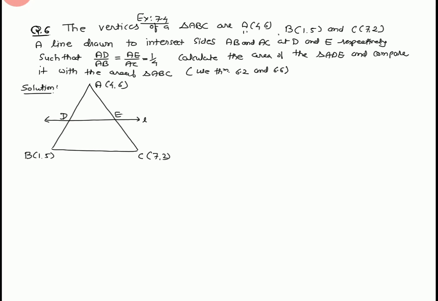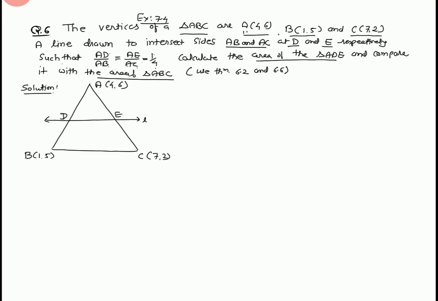7.4, Question number 6. The vertices of triangle ABC are A(4, 6), B(1, 5), C(7, 2). A line is drawn to intersect the sides AB and AC at points D and E respectively, such that AD/AB = AE/AC = 1/4. Calculate the area of triangle ADE and compare it with the area of triangle ABC.